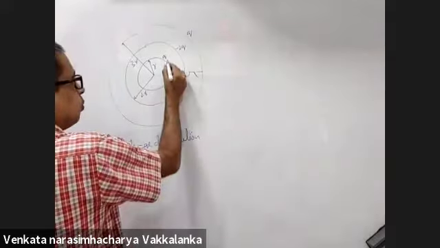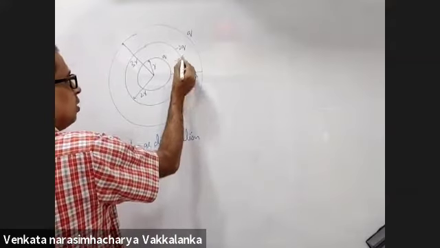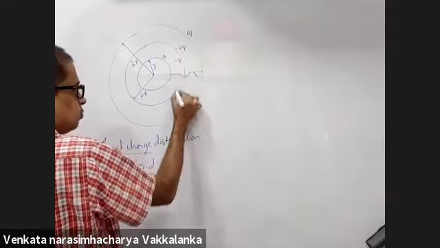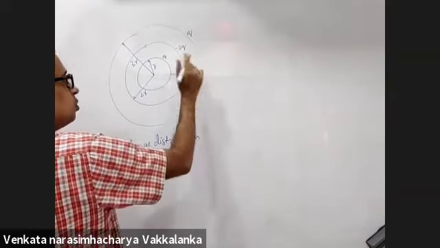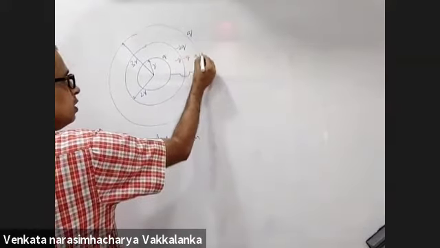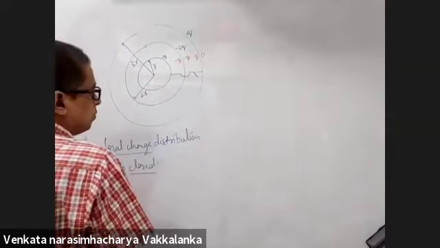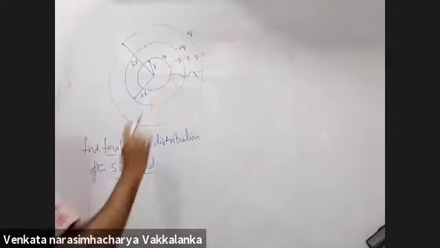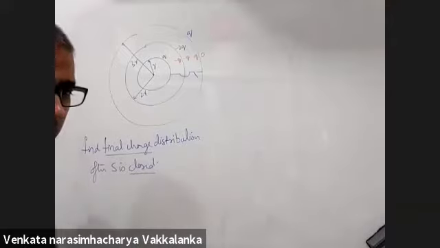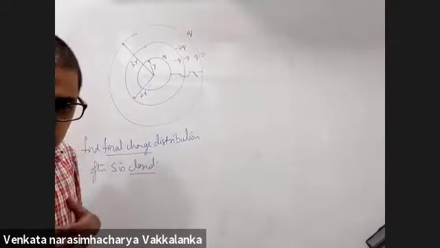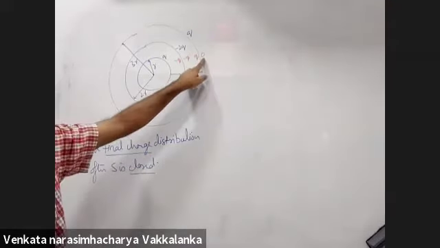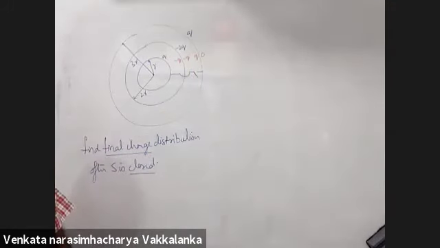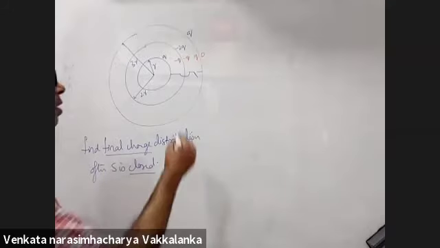When the switch is open, if this is Q, this will be minus. The second sphere is isolated, so it is minus 2Q. The sum of both should be minus 2Q. This should be Q, this should be 0. When the switch is open, this is the charge distribution, which is quite obvious, and I assume you can do it easily, hence I didn't ask. Is it clear to all? Yes, sir.